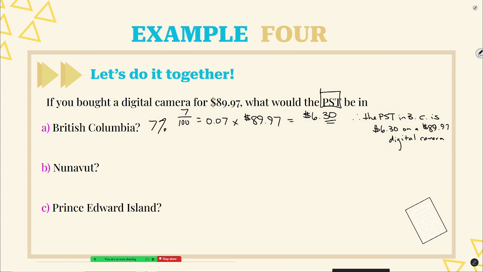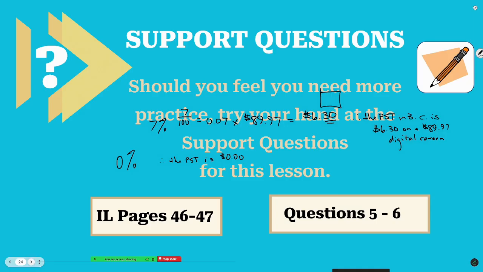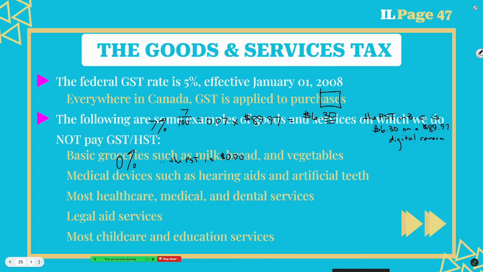Then we saw Nunavut, which is a territory. It's 0%, so we don't have to calculate anything. Therefore, the PST is 0 because it's only asking for PST. If you want to practice and you didn't get a chance to yesterday, go ahead and try the support question.